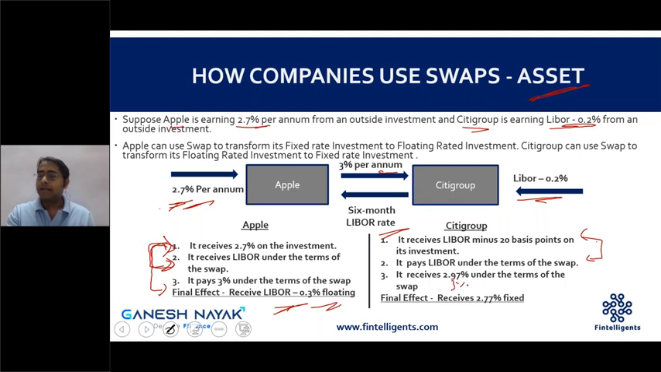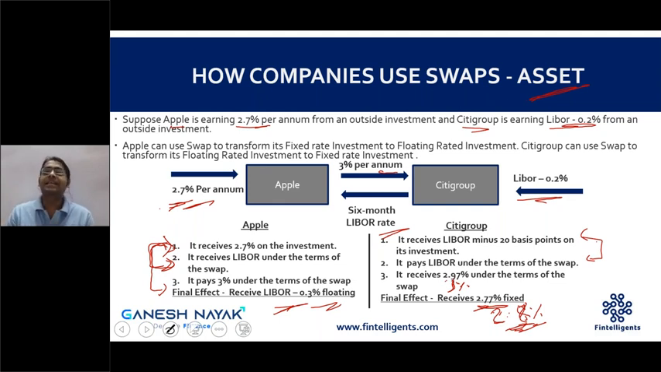it's going to have an impact of 2.77%. Basically, it's 2.8%. There is a typo over here. That is 2.8% on a net basis. That is what Citigroup is going to convert. Now, what Citigroup did, it actually converted its floating rate asset into a fixed rated asset.